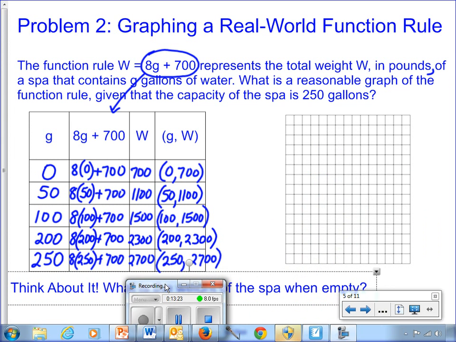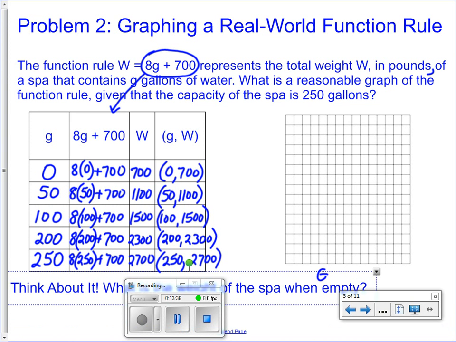Move this out of the way. All right, and you can see that our weight is dependent upon the number of gallons. So I'm going to put my gallons, and I didn't give myself much room here on the graph down here. And my weight will be on the y-axis. Since weight is the dependent variable, gallons is the independent variable.